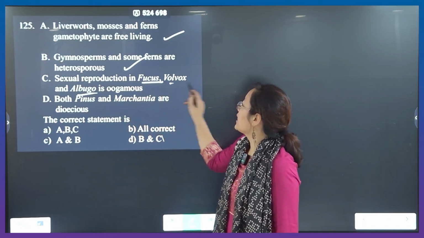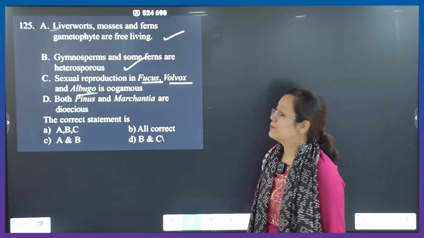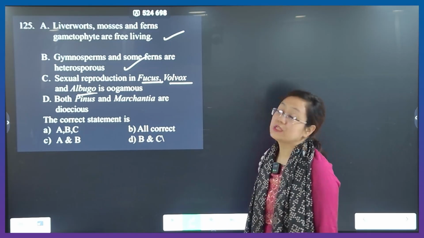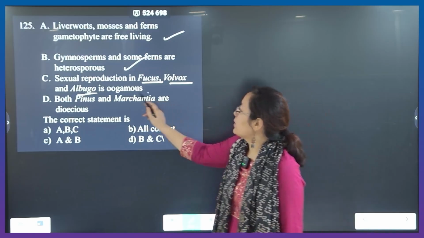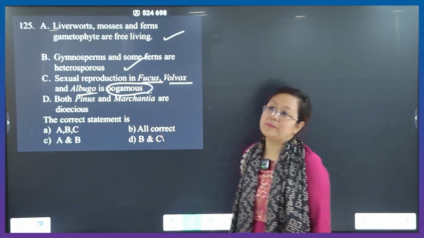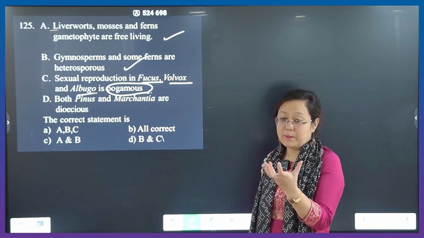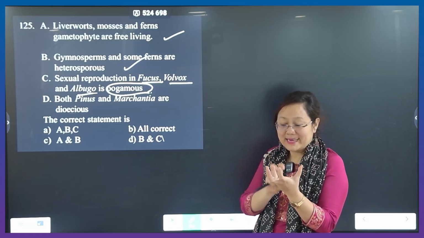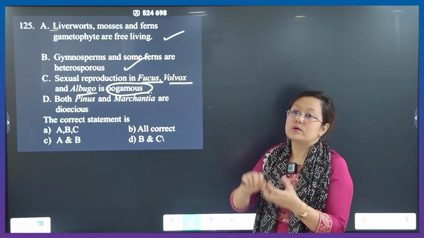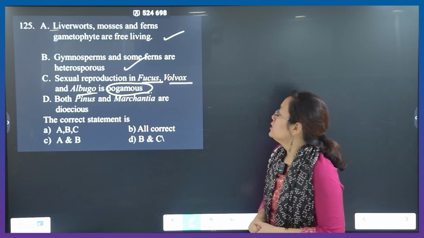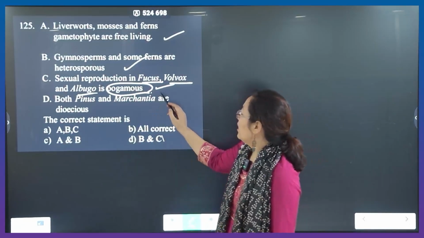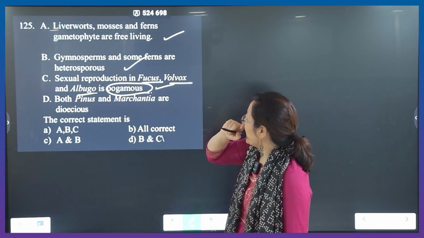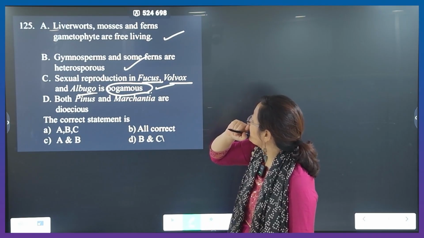Fucus is brown algae, Volvox is green algae, and Albugo is a Phycomycetes fungus. So in all of them, they will have oogamous type. Oogamous means the female gamete will be larger and static. The male gamete will be smaller and motile. So this is correct. One answer will be A, B, C.